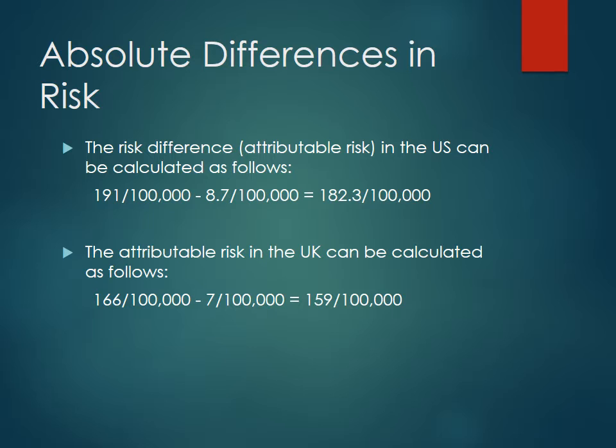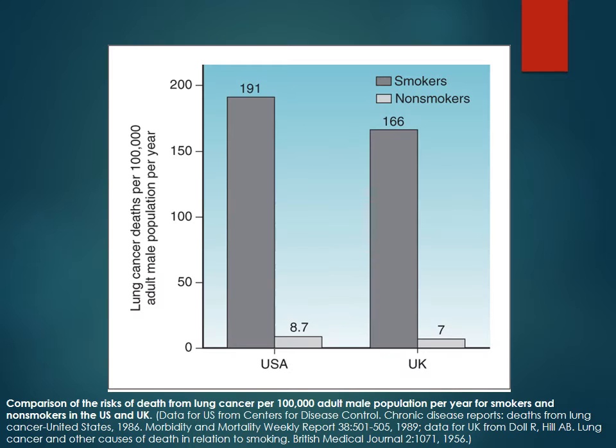So if you were to look at, say, the attributable risk in the UK, you can see here that fewer people were dying due to cigarette smoke here, 166 versus 7, and then you can see the attributable risk here. So it's a little bit lower in the UK than in the US for this given year, but this is what the absolute risk difference would be. So again, you're just looking at the total number of people here that have died, smokers versus the non-smokers, and you can get this risk difference just by subtracting one from the other.